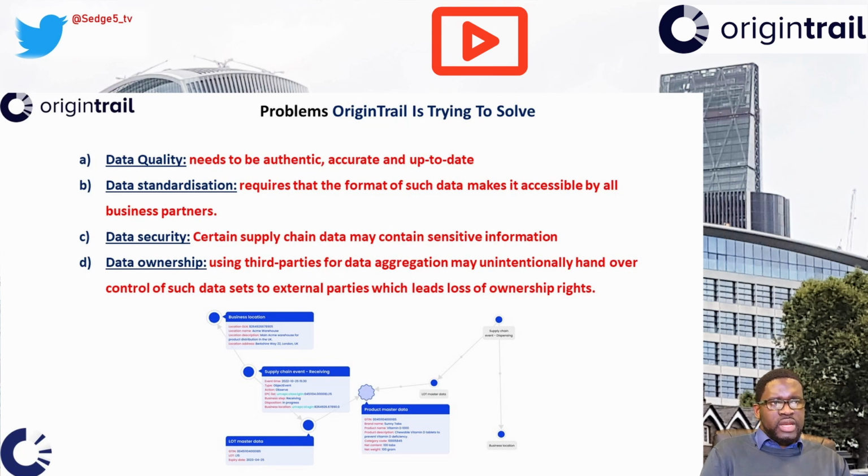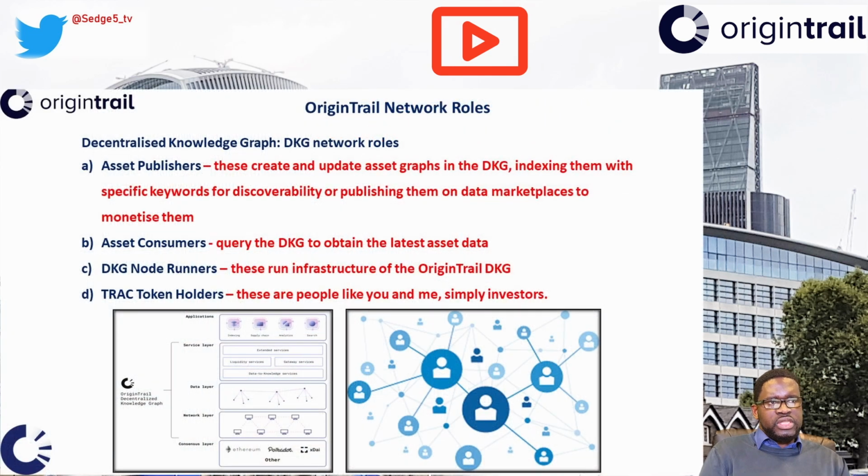Here are some of the network roles for the decentralized knowledge graph. There are 4 key network roles interacting with Origin Trail DKG and its native TRAC token, TRAC being the ticker symbol for Origin Trail. The first role is that of asset publishers. These create and update asset graphs in the DKG, indexing them with specific keywords for discoverability or publishing them on data marketplaces to monetize them. The second role is that of asset consumers. Asset consumers query the DKG to obtain the latest asset data.